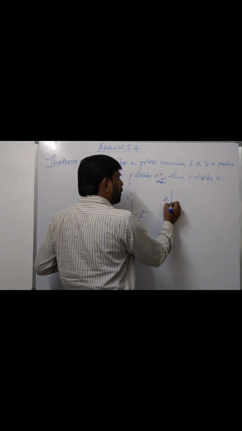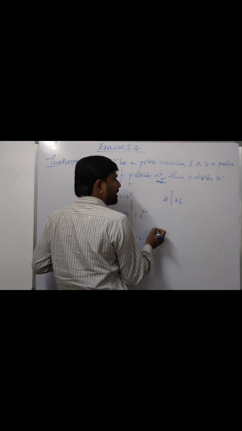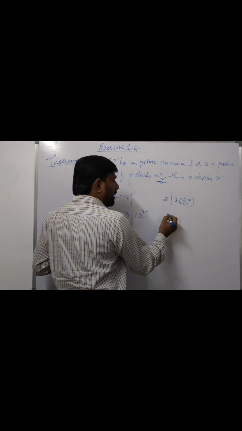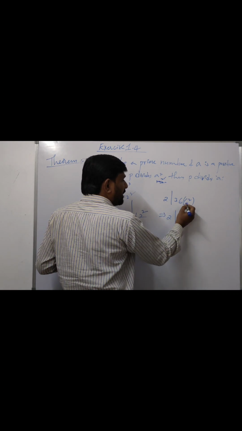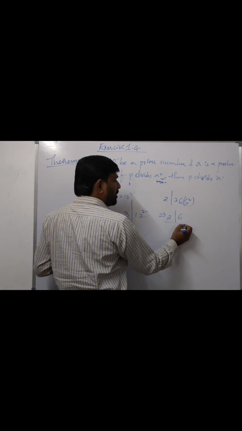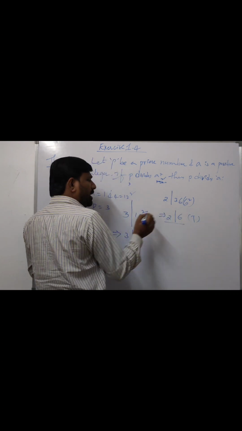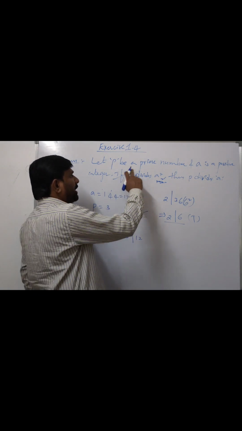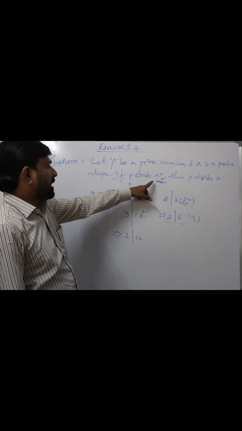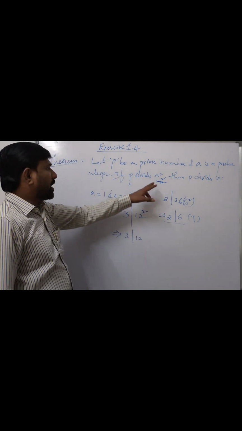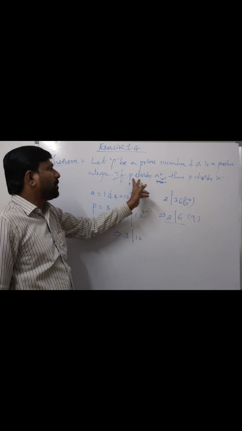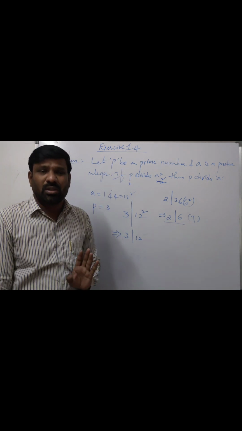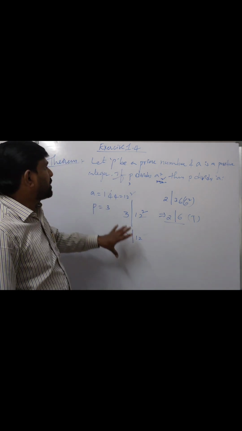From this, you can take any number. Suppose you take 2. 2 divides 36, which is 6 square, no? 36 is nothing but 6 square. Then it should also divide 6, its square root. Is it true or false? It's true. 2 divides 6 and 2 also divides 36. Like this, you take any prime number and any perfect square. A square is nothing but a perfect square. If a prime number divides a perfect square, then it also divides its square root. Clear? So this is the theorem.